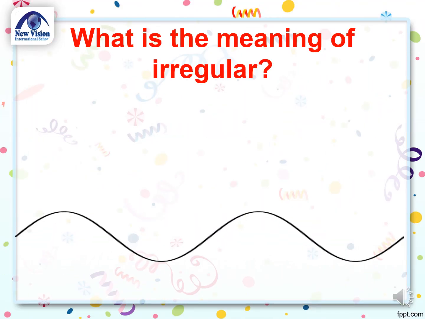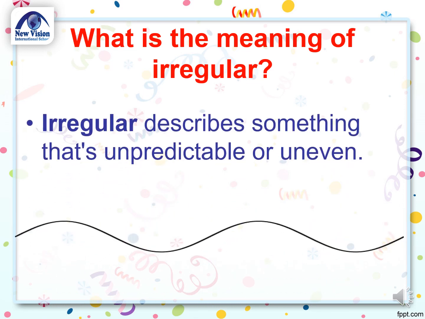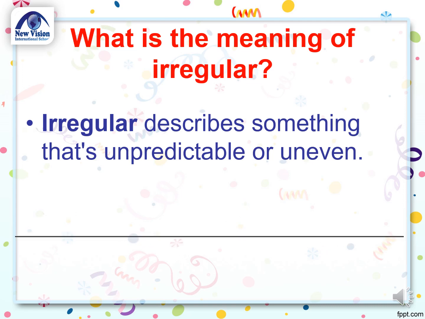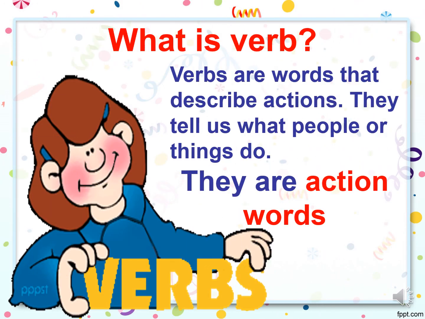So what is the meaning of irregular? Irregular describes something that's unpredictable or uneven. What about verb? What is verb? Verbs are words that describe actions. They tell us what people or things do. They are action words. So verbs are what, students? Action words.